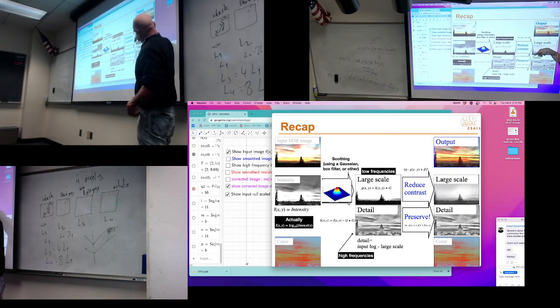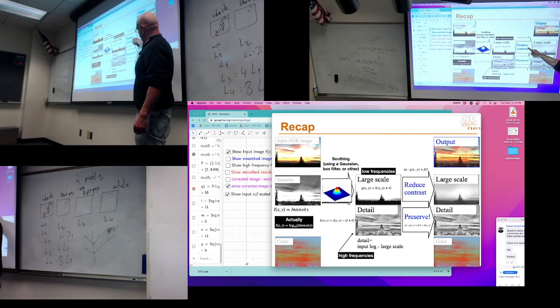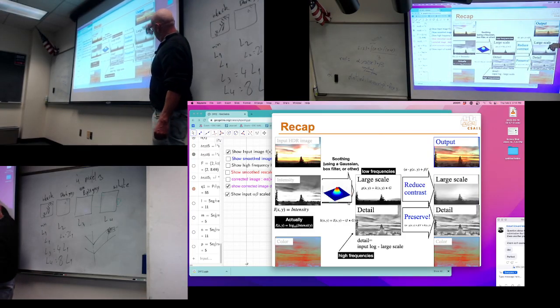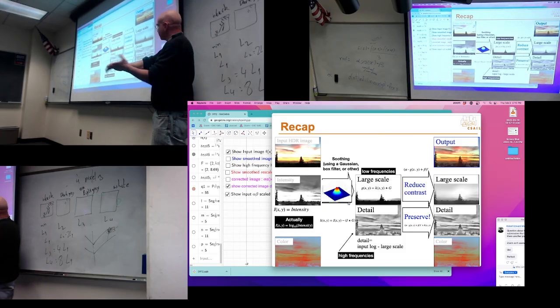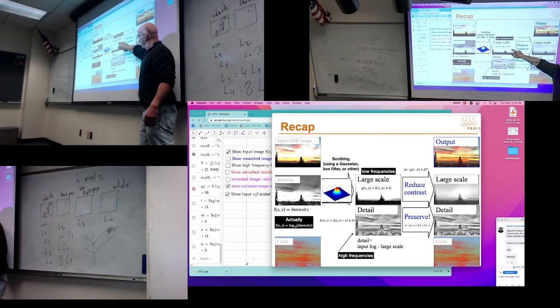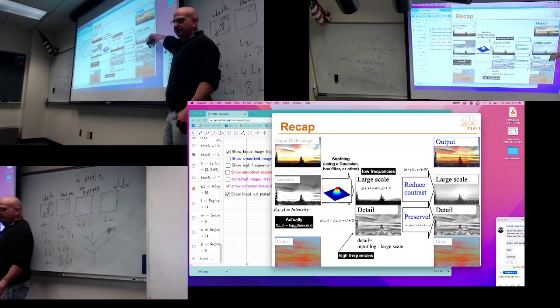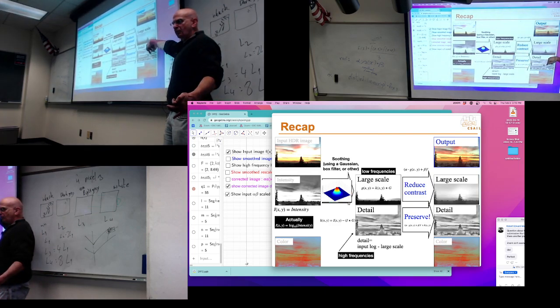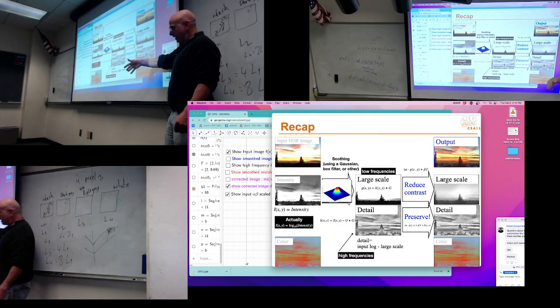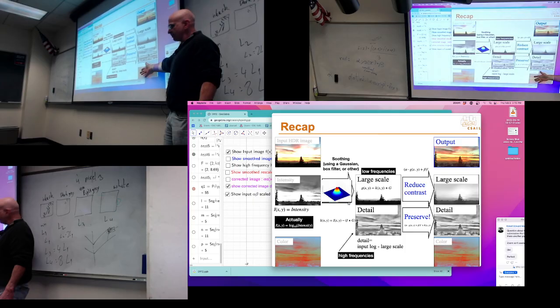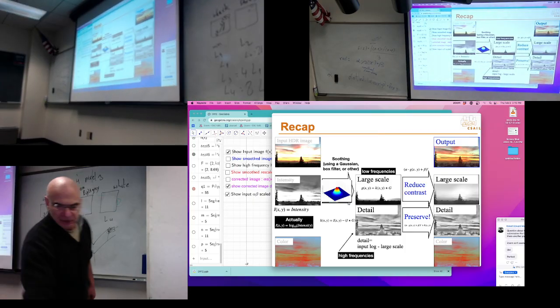Yeah, and reduce the contrast of this original image so you can fit it into the monitor. That was to take the range and squeeze it down, but only for the large scale image, what we called S, the low pass. Add to it the details, add to it the colors, we assign the colors, and voila, you're getting a much, much nicer image.